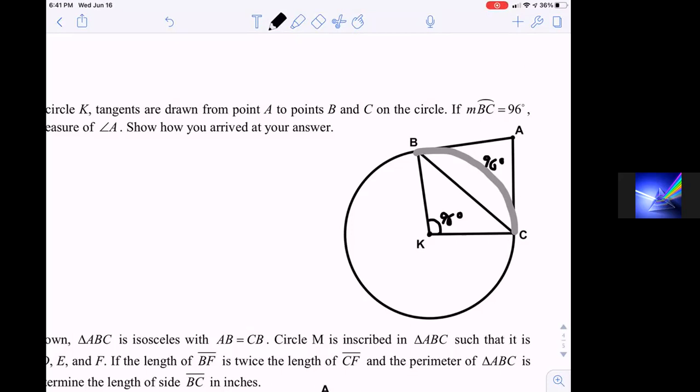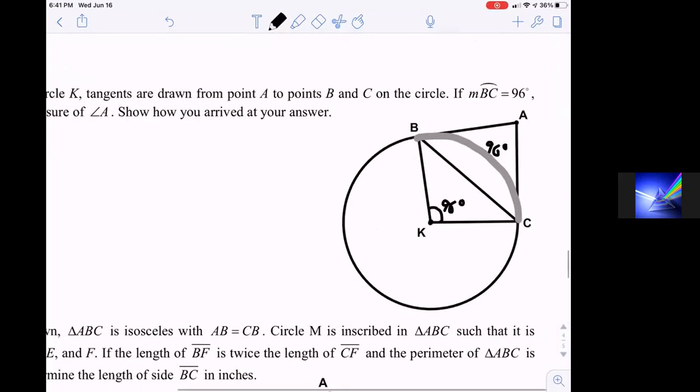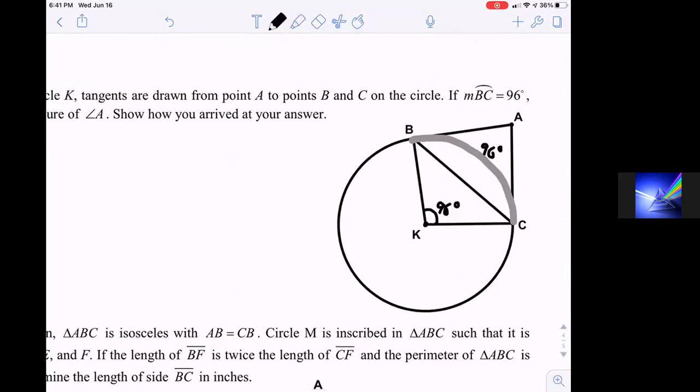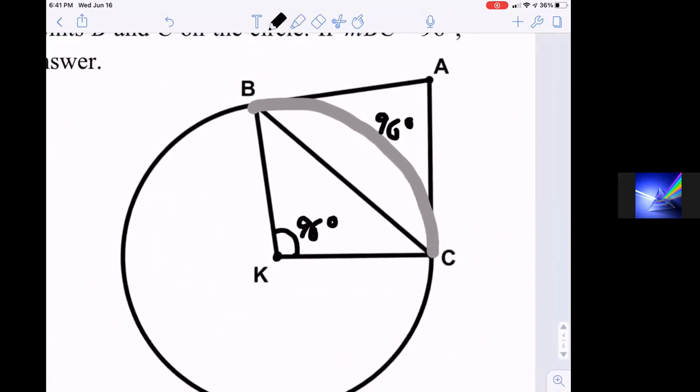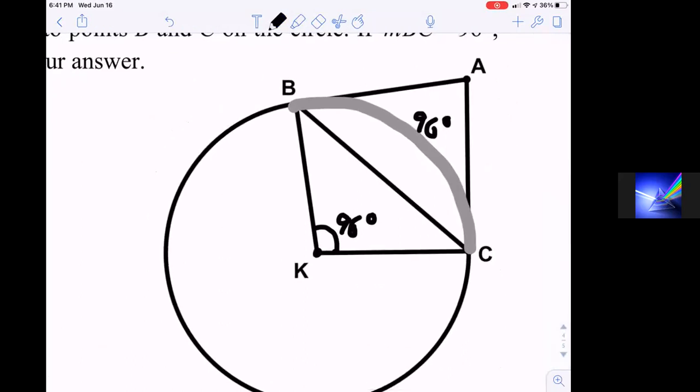And so here's what we're going to have to do. Let's find some of the missing angles here and there to sort of help us out. We have to find this angle A here. But notice this triangle, this blue triangle right here.